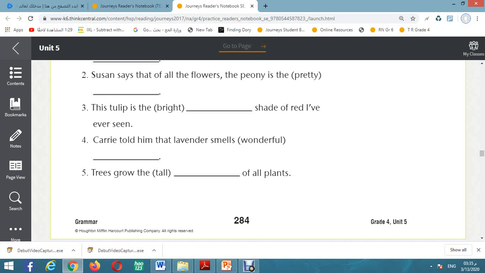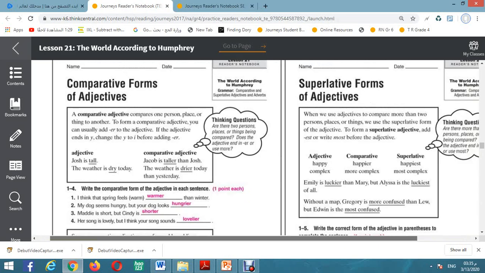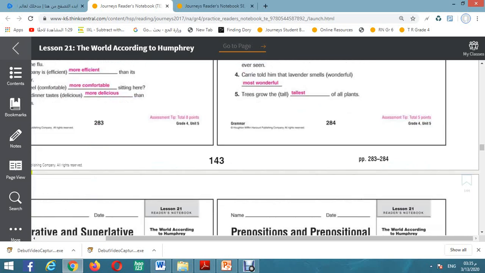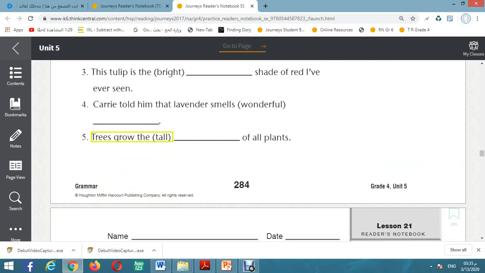Number 5, trees grow the tall of all plants. As I said before, when I say of all, it's superlative. Tall is short, so we add est, it will be the tallest. Now let's see the answers to write down. Number 1, prettier. Number 2, prettiest. 3, brightest. 4, most wonderful. 5, tallest. Excellent. Now page 285.